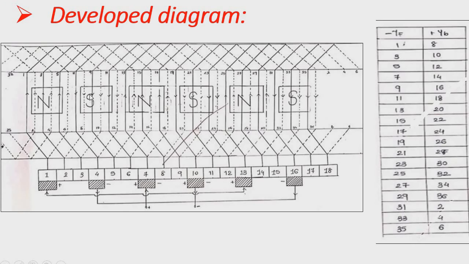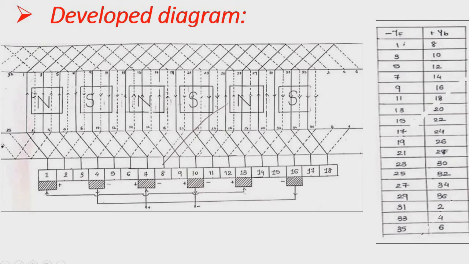Always consider the two adjacent poles as opposite polarity, like N S N S. Now after drawing these poles, we have to give directions to the conductors.